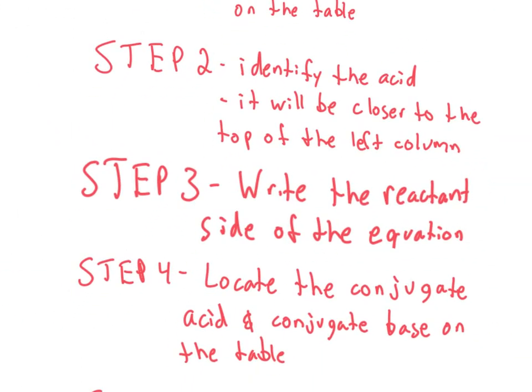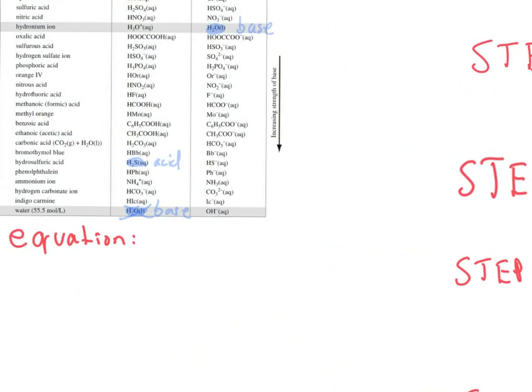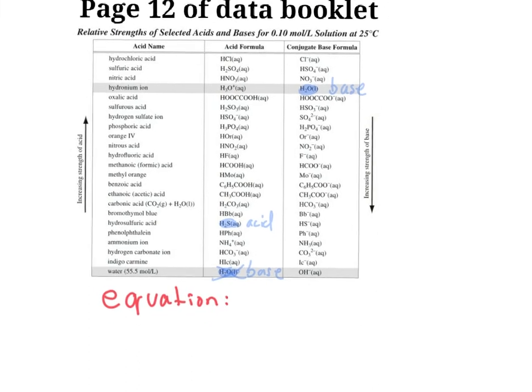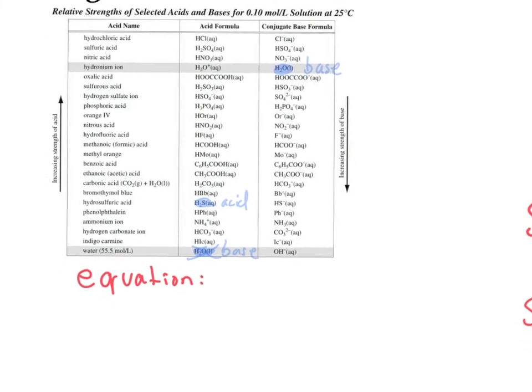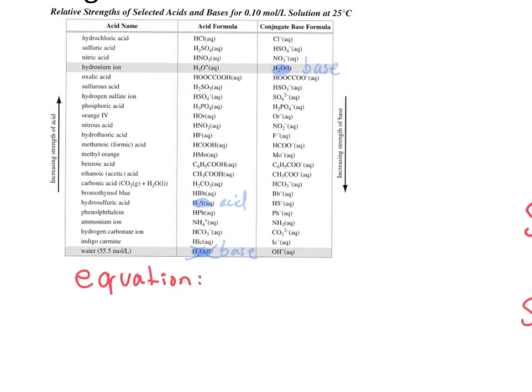So step number 3, write the reactant side of the equation. Our reactant side of the equation is going to be pretty simple. In this case, it's going to be H2S aqueous, that is our acid, and we are going to be reacting that with H2O liquid, which is our base.